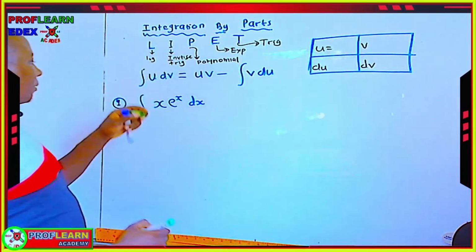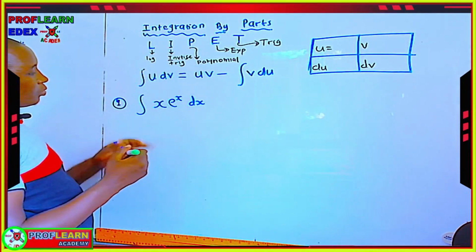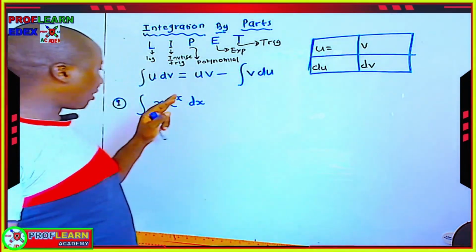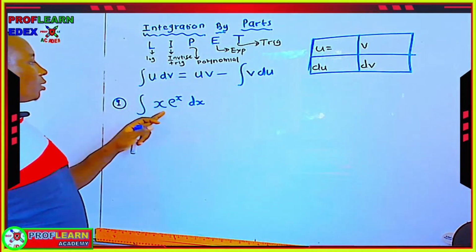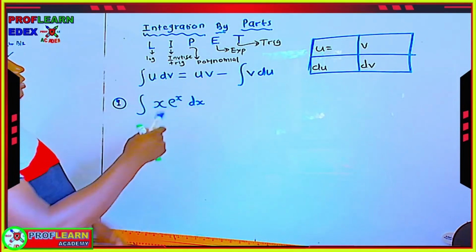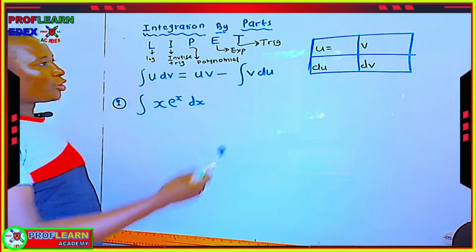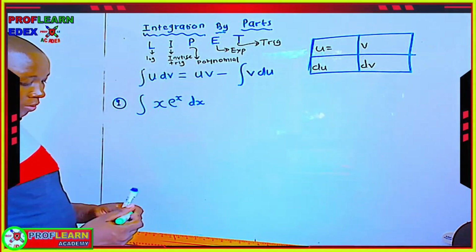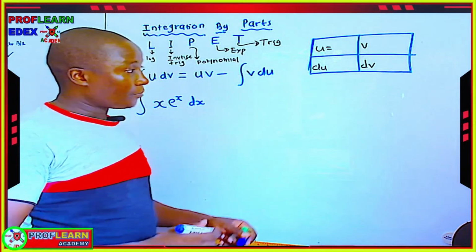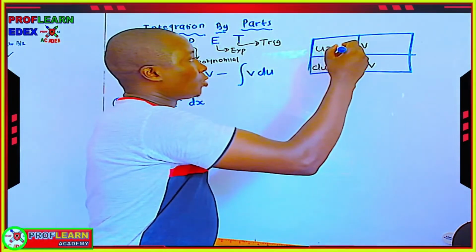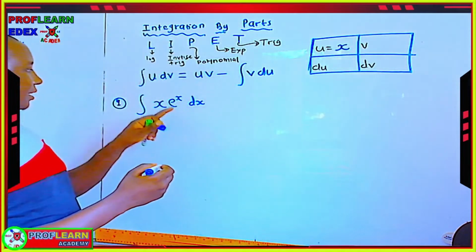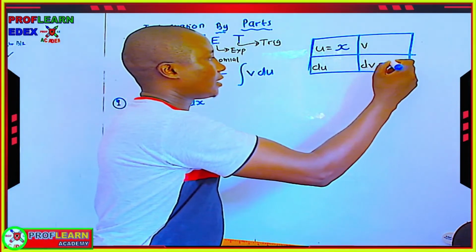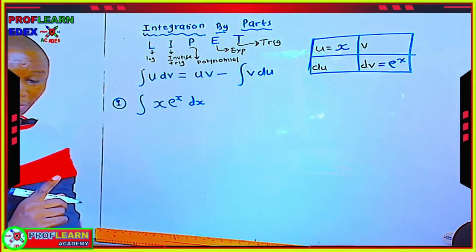So using LIPET on this, we can see we have a polynomial. A polynomial is those terms with powers of x. The power of x here is 1. We have a polynomial, and we have exponents. Between a polynomial and an exponent, which one comes first? A polynomial comes first. So in our integration here, we are going to assign u to be x, but the remaining e to the power x is going to be our dv.